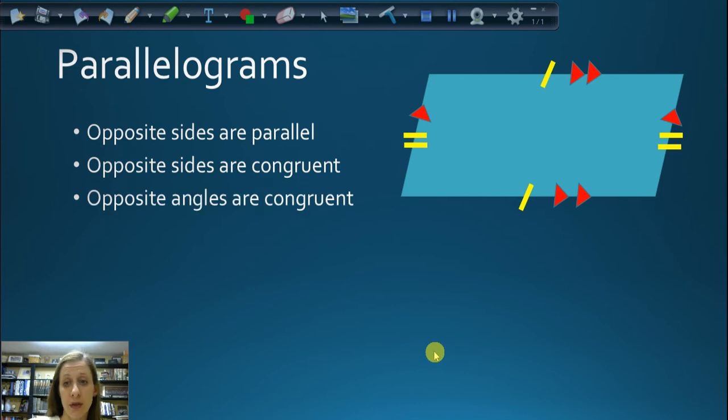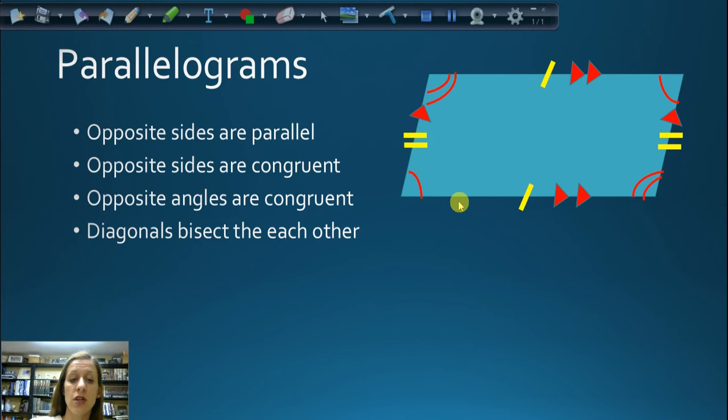Opposite angles are congruent. So angles that are across from each other, like this bottom left angle and the top right angle, those two angles should have the same measurement if it's a parallelogram. And then the same thing with the other two angles. Those should also be the same measurement, but all four of them should not be equal to each other. And that's why I'm using different types of hash marks.